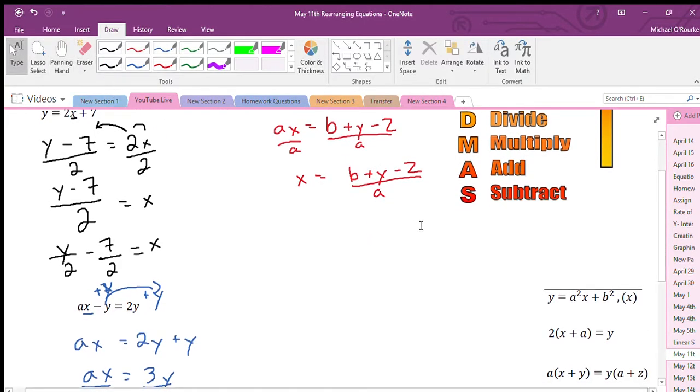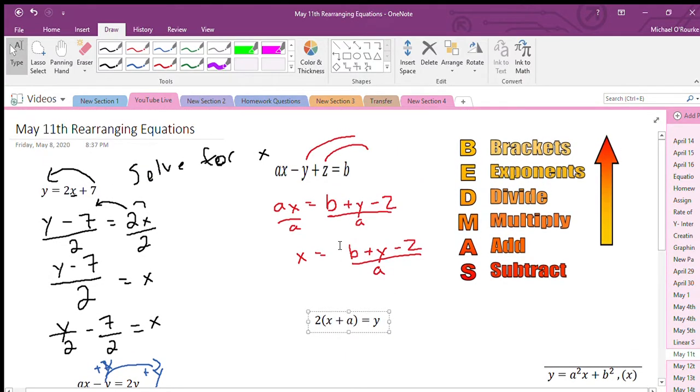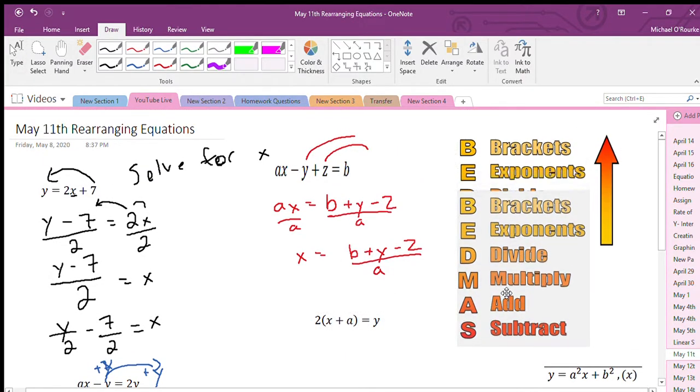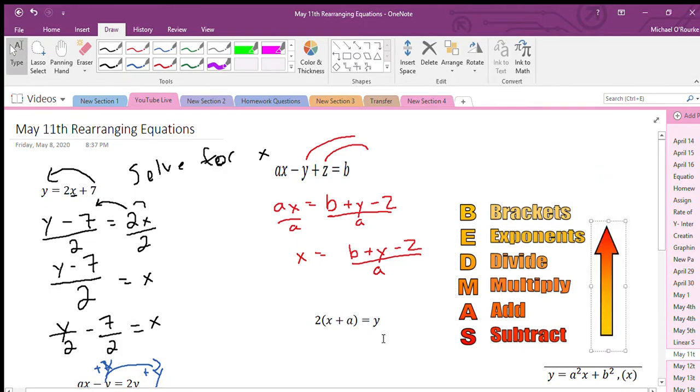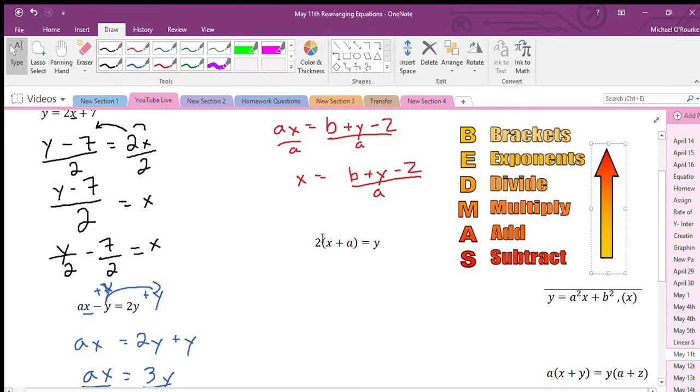Okay. Actually, let's pull this one first. Now this one here, we're working through our BEDMAS. Oh, actually we do have multiplication first: 2 times the bracket. To get rid of this, we're going to divide by 2. Once we get rid of that 2, the bracket's going to disappear. So we're going to have x plus a equals y over 2.